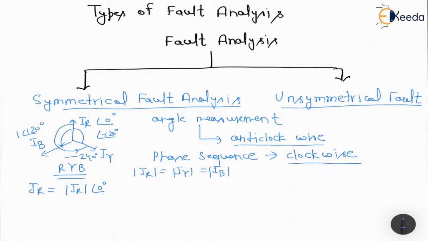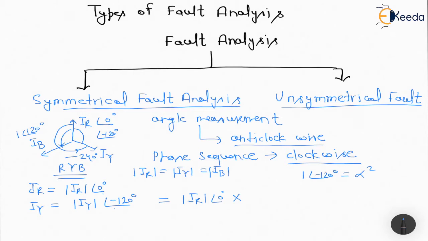So IB or IY, how can we write? I am writing IY. IY will be equal to mod of IY at the angle of minus 120 degrees. If you look, mod of IY is equal to mod of IR. So we can write IR at the angle of 0, and 1 at the angle of minus 120 is equal to alpha square.